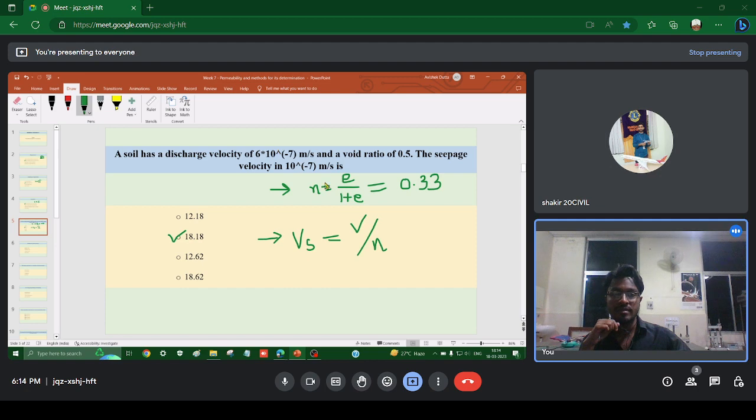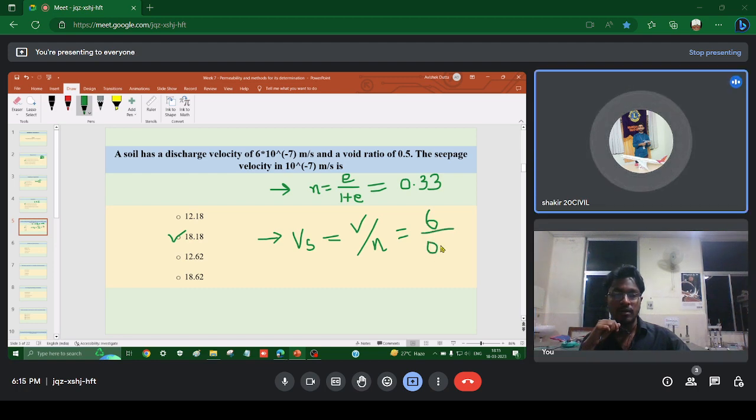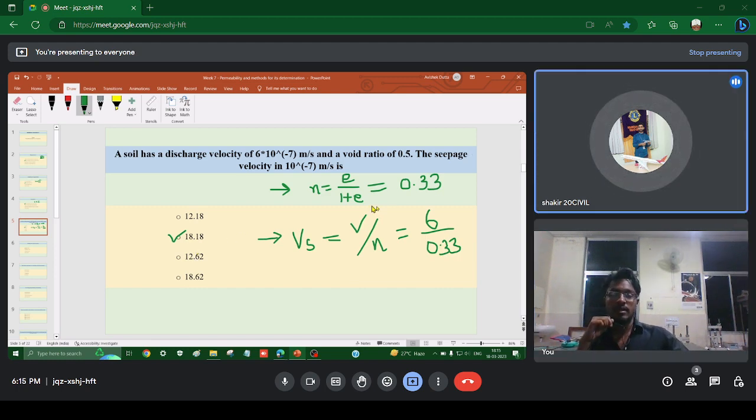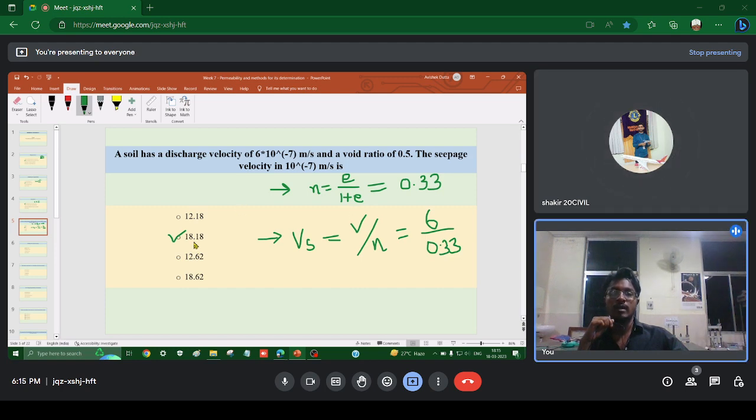So if we just keep 10 to the power minus 7 constant, we will take 6 and divide 6 by 0.33. That will give us 18.18 into 10 to the power minus 7 meter per second. So the seepage velocity is 18.18 into 10 to the power minus 7 meter per second, isn't it?